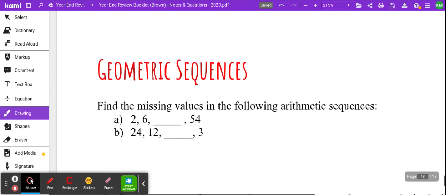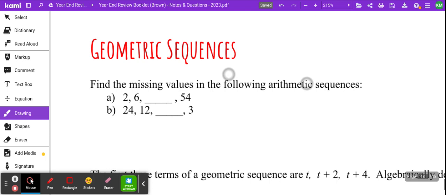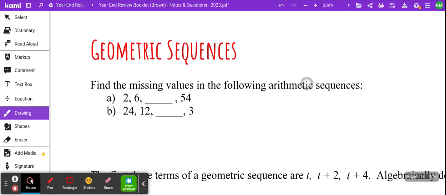Now, geometric is similar, but what am I doing to get from term to term in geometric? Multiplying. So 2, 6, mystery number, 54. What are we multiplying by each time there? 3. So my mystery number would be 18. 24, 12, mystery number, 3. 6. What are we technically multiplying by there?